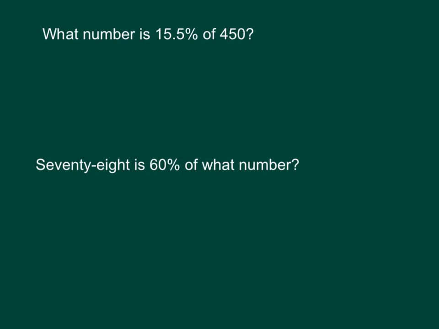Okay, let's look at a couple more examples. What number is 15.5% of 450? So again, there's my of. The next number is the whole part. So I have A over 450 equals 15.5 over 100.